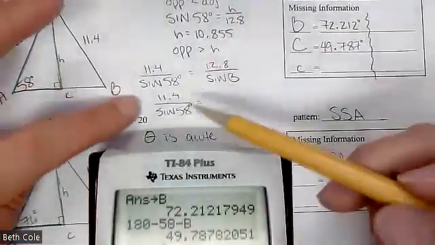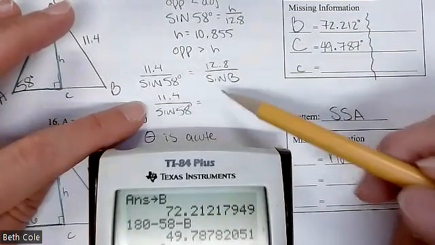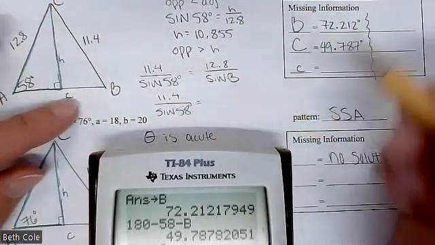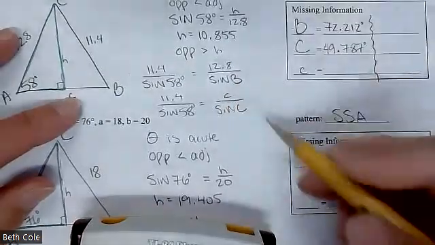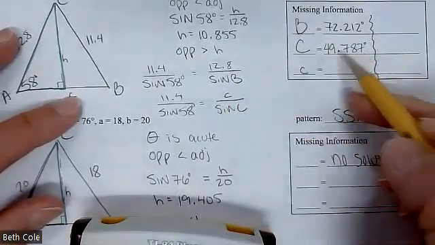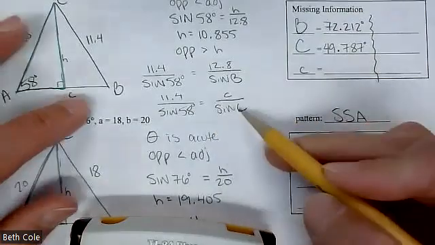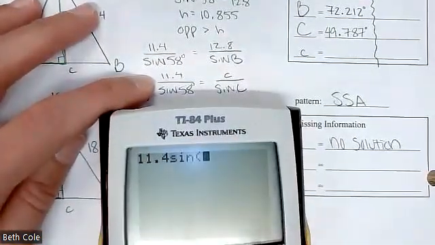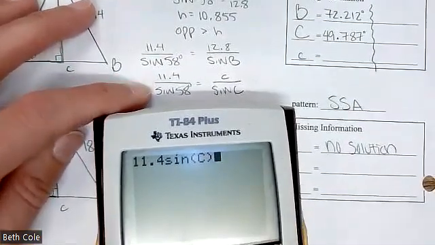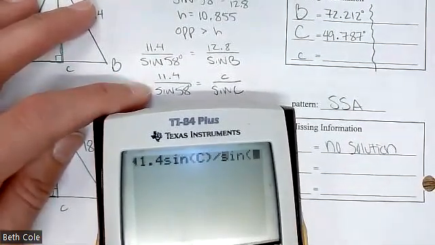So then for your last one, if you already have it set up, you're good to go. What goes on this side? Little c over sine C. And you can write C or you can write 49.787. Either way, just use the stored value. It'll be 11.4 sine of alpha C divided by sine of 58.